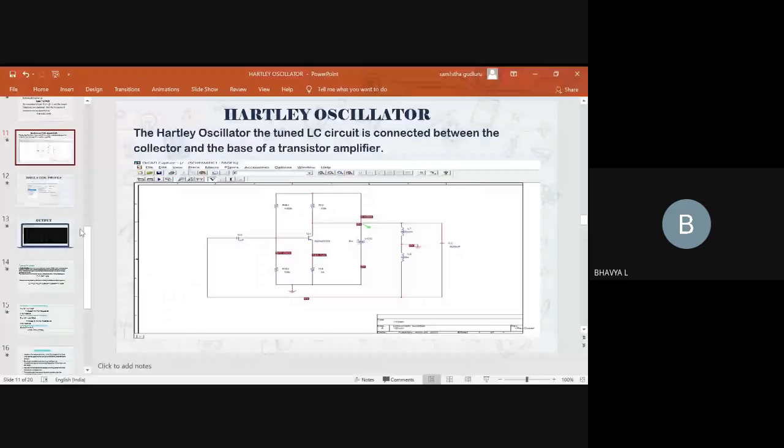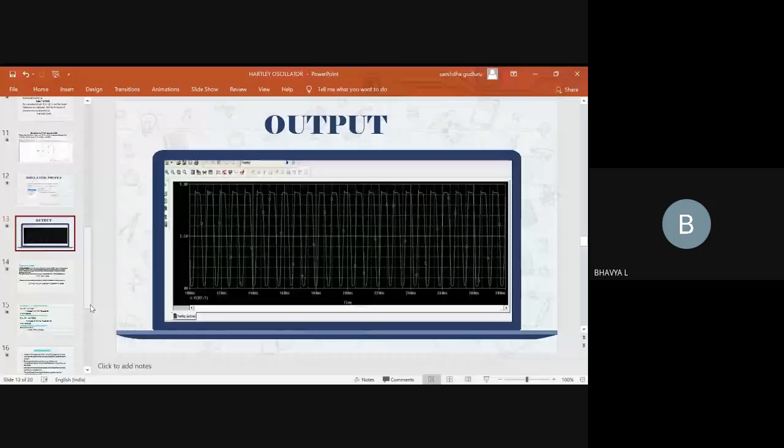This is the simulation setting profile of the Hartley oscillator. By setting the analysis type as transient time domain, the run to time as 100 microseconds and the maximum step size as 300 milliseconds, the below output page is obtained. This is the output of the Hartley oscillator.